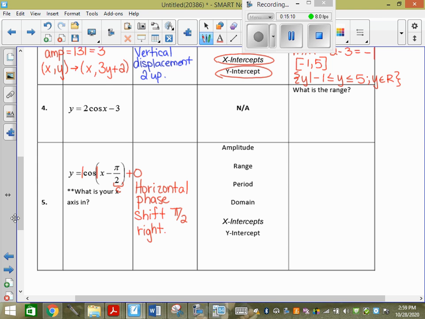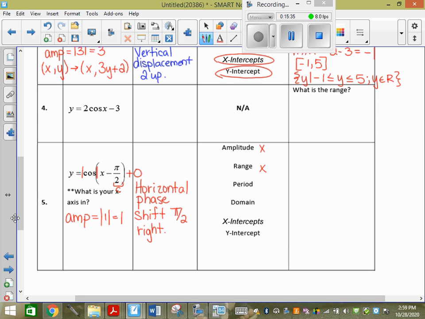Does the amplitude change on this one? No, because the amplitude, the absolute value of A, is 1, right? Did my range change? Starting at 0, going up 1, starting at 0, going down 1. That didn't change. But we can check it over here anyway.